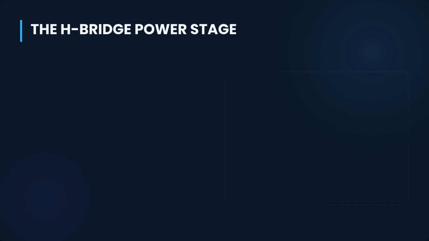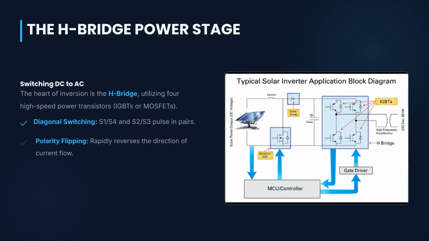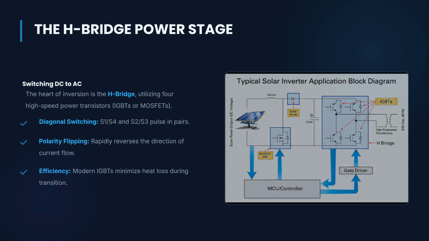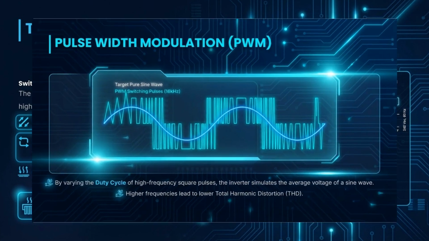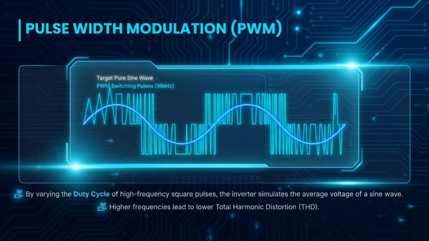The heart of the conversion is the H-bridge power stage, utilizing 4 high-speed power transistors. Diagonal switching rapidly reverses current direction, enabling the inversion from DC to AC with high efficiency. As you can see in the block diagram, the gate driver controls the fast pulsing action of the IGBTs and MOSFETs within the H-bridge. Inversion is achieved through pulse width modulation, or PWM.